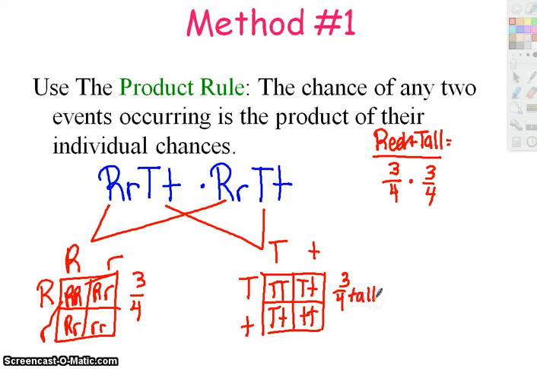Does that make sense? So we have a 3/4 chance from this cross of them being red. We have a 3/4 chance from this cross of them being tall. And so the chances of them having both of these traits, being both red and tall, 3 times 3 is 9, 4 times 4 is 16. It's a 9/16 chance of them having both of those traits. So that's how you would do a dihybrid cross using the product rule.